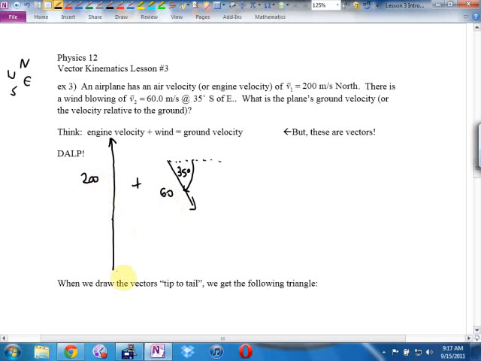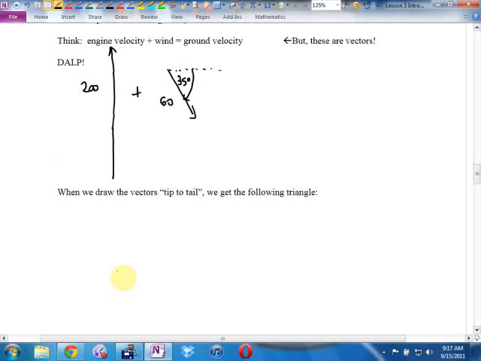I want to add those two vectors. How do I add two vectors? Draw them tip to tail. I'm going to get this: 200 plus 60. The resultant is from the tail of the first to the tip of the second. That puppy there. Is that okay?